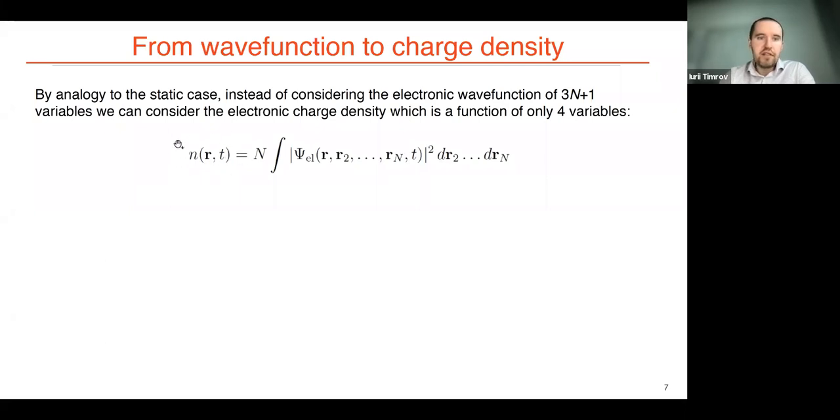And the time-dependent charge density is given by this expression, where we have capital N, the number of particles, electrons, times the integral of the square modulus of our many-body wave function, integrated over all spatial coordinates except 1, r. So this is the density at a specific point in space and a specific moment in time. So this is really the basic object for us.